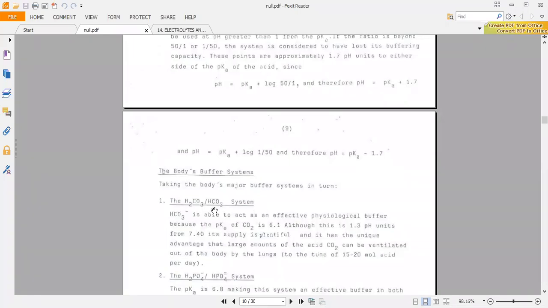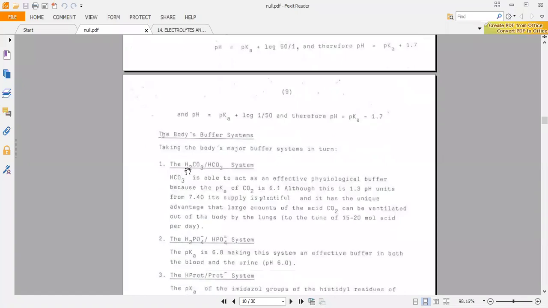Let me give you an example. When you take the bicarbonate system, the acid over there is carbon dioxide, which is an acid. The pKa is 6.1. Now the pH of your system is 7.4. So if I have 6.1 over here, I have to add 1.3 to it to get 7.4, and 1.3 is within 1.7. So that means that the bicarbonate system can function as a good buffer.